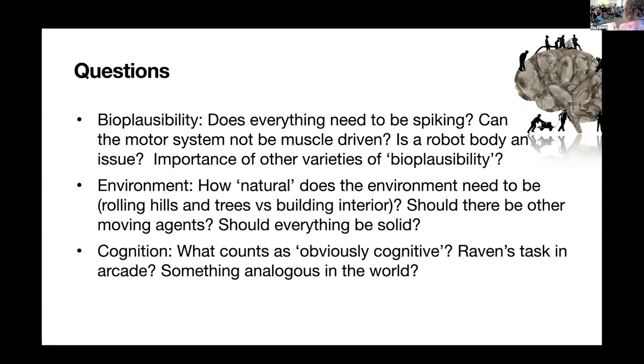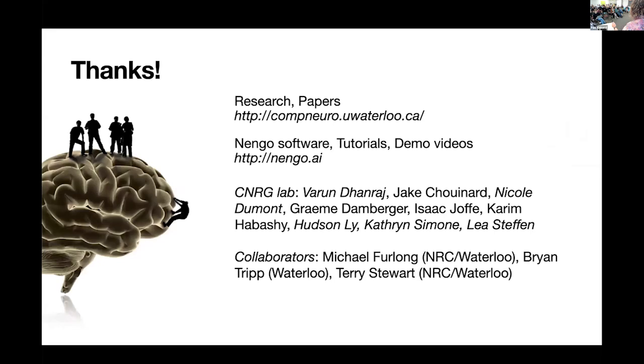And last, on the cognition side, what counts as obviously cognitive? We thought that Raven's task was an example, but sticking it in an arcade, does that still make it seem like a cognitive task? Should we think about trying to move that into an environment somehow? We think there are types of cognitive tasks that only people would be able to solve, and ideally have some neural data to understand how people solve them, and so on. So I'll stop there. I would love to hear everybody's comments, and here's a list of people who have been instrumental in building what we've got so far.